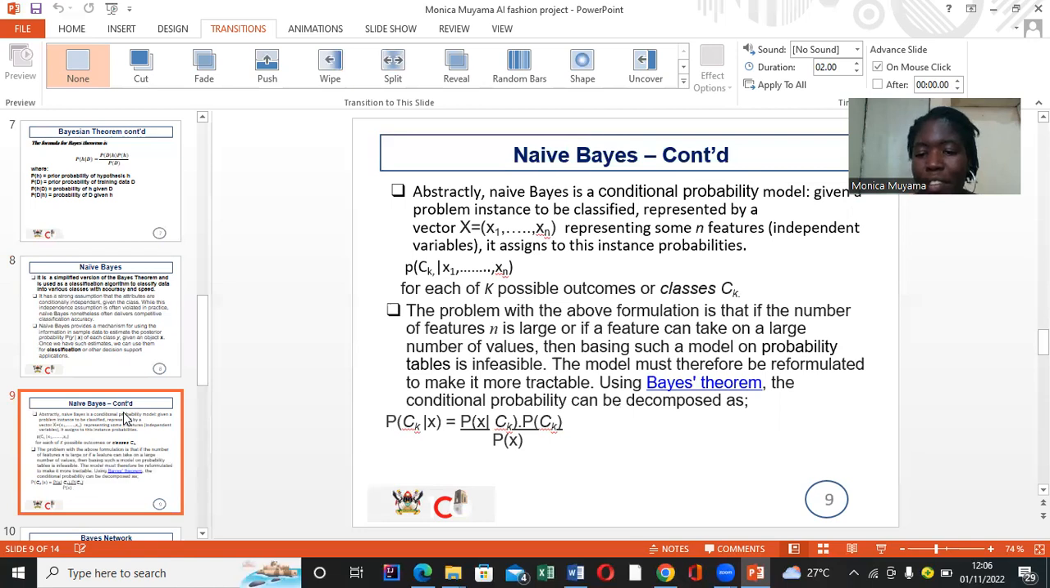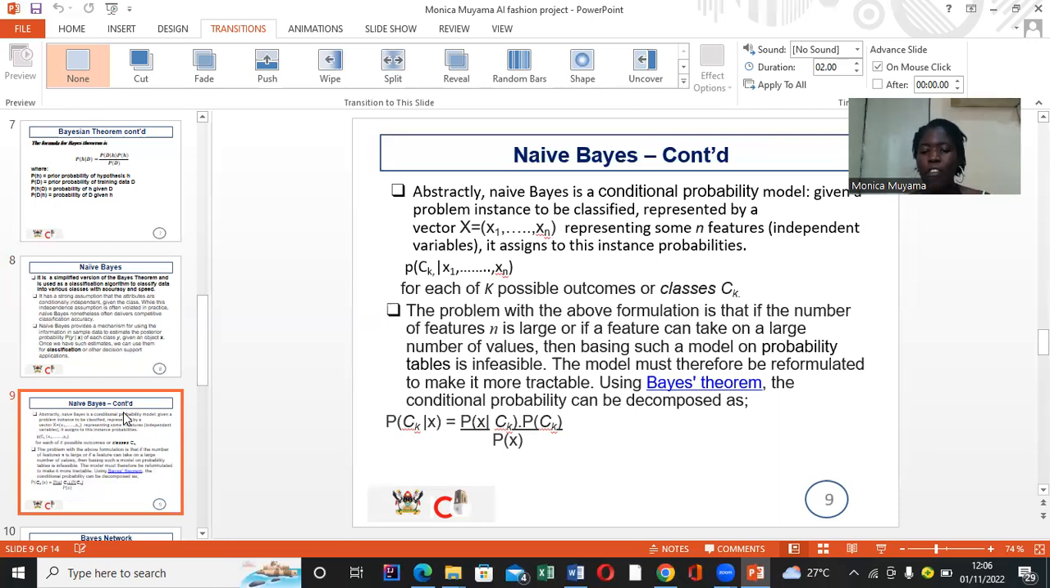and problem instance to be classified, represented by a vector x equal to x1 up to xn, representing n features, and these should be independent variables. It assigns to this instance probabilities, whereby each instance has its own probability for each of the k possible outcomes or classes Ck.